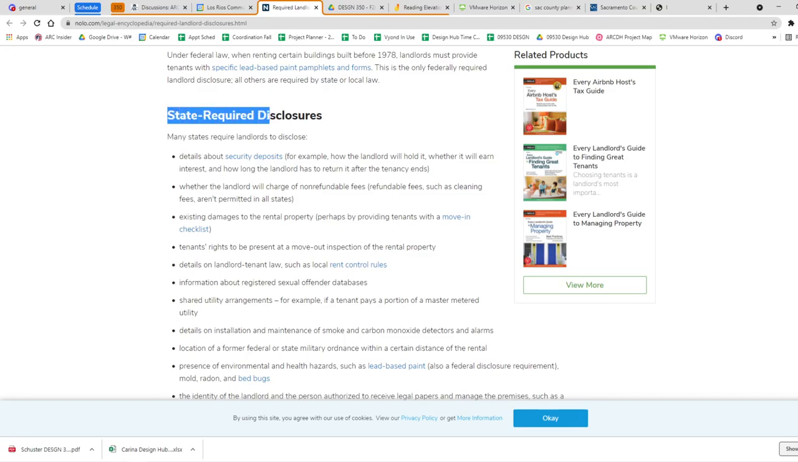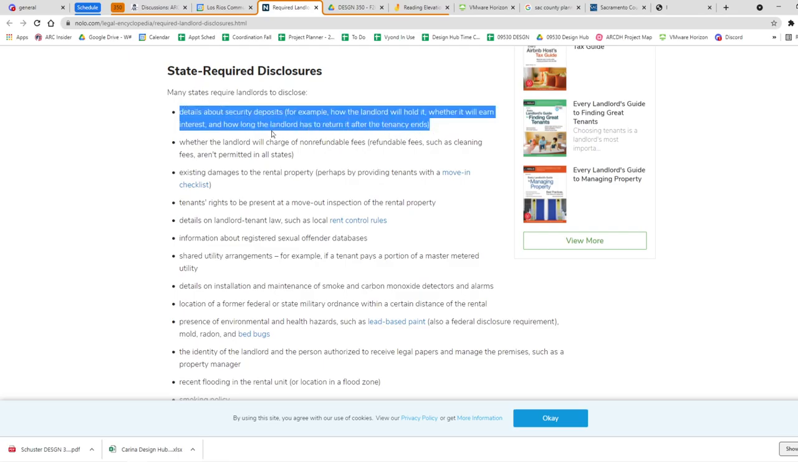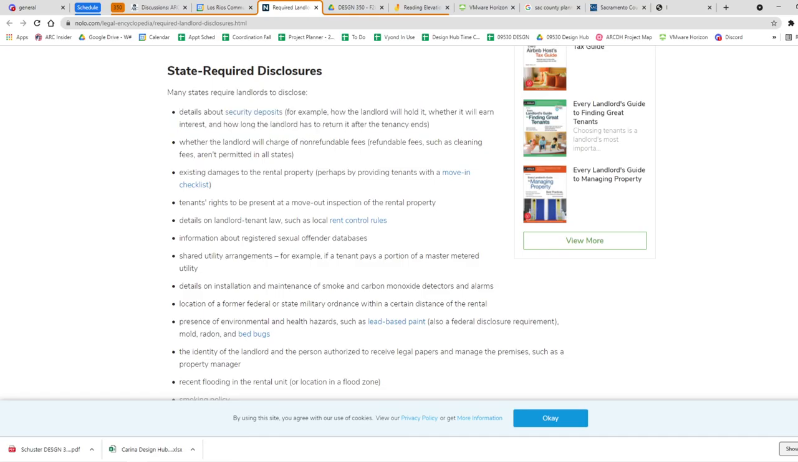And when you make your contract, there's certain things that you must do. You have to talk about security deposits. How they're going to hold it, how long they're going to hold it, how long it takes to give it back. Are there non-refundable fees? They're not always permitted. Okay. Is there a move-in checklist for existing damages? That should be standardized. They can be at a move-out inspection. You need to know what the landlord-tenant rent control laws are in the local area. You're not supposed to go figure that out as a renter. The landlord is supposed to give it to you.